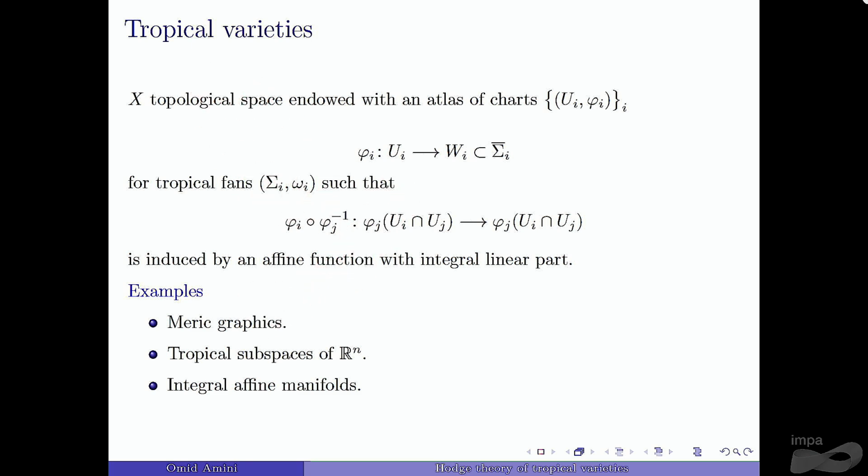Metric graphs are examples of tropical varieties. So a metric graph is a graph.